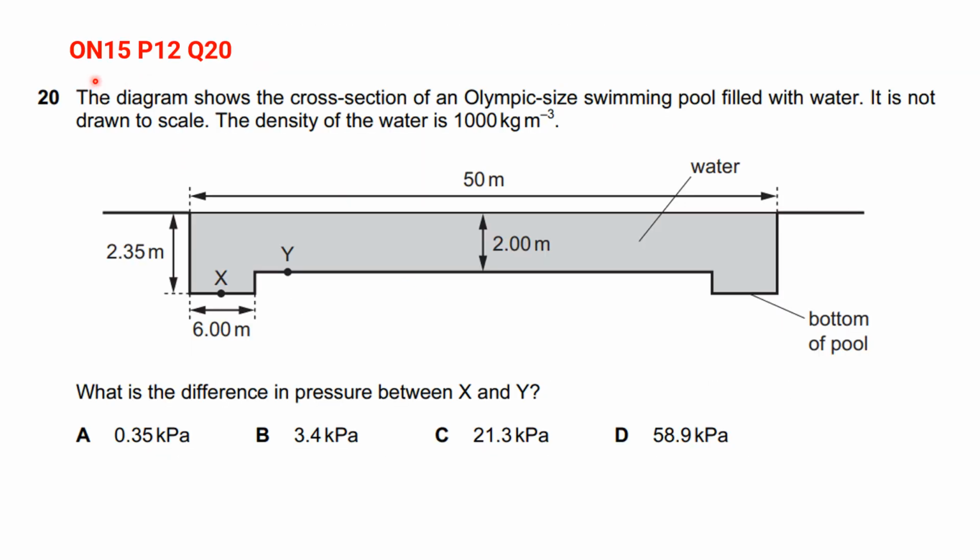Question from October-November 15, paper 12, question 20. The diagram shows the cross-sectional area of an Olympic-sized swimming pool filled with water. It's not drawn to scale. The density of the water is 1,000 kilograms per cubic meter. What is the difference in pressure between X and Y? It's just asking the difference in pressure.